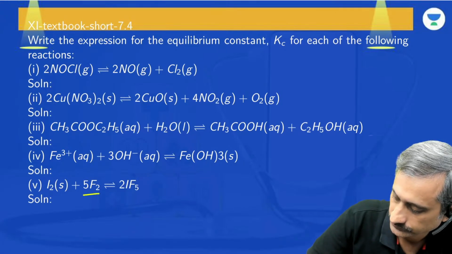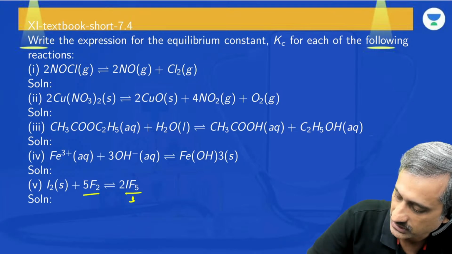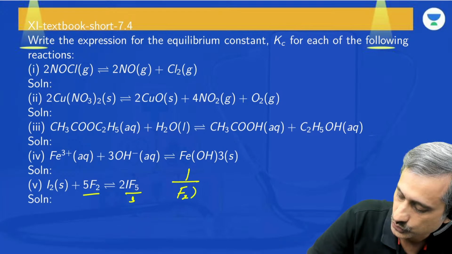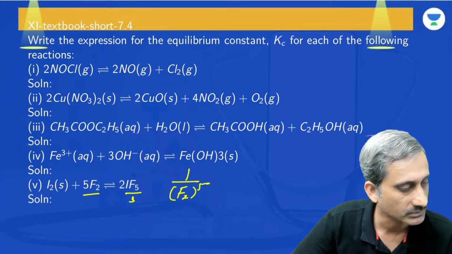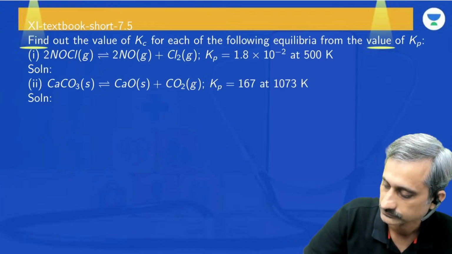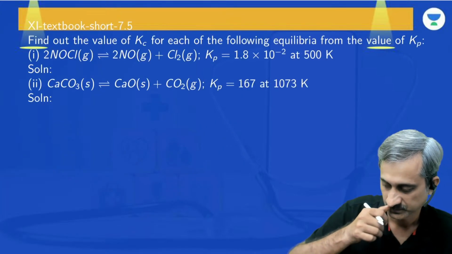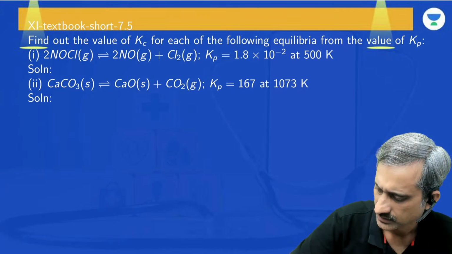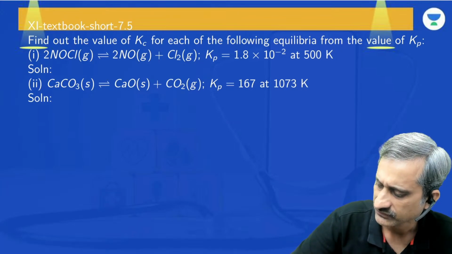Yeah, this is solid. It is actually going to be 1 by F2 raised to power 5. Yes, it will be 1 by F2 raised to power 5. I think we can find out the Kc from Kp.